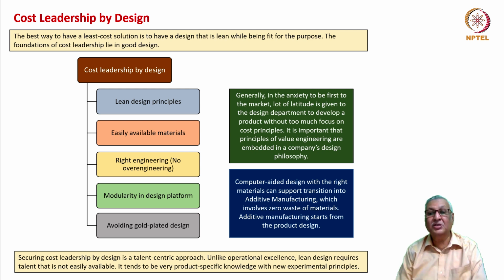Additive manufacturing starts from the product design, that is, segregation of items which can be rapidly prototyped and segregation of items which need to be produced by the conventional process. Even the entire prototype can be done through additive manufacturing so that you reduce the prototyping time from 1 year to 1 month. That is possible. So these are the design principles that need to be embedded into the design architecture of a firm so that cost leadership is ensured from the beginning.